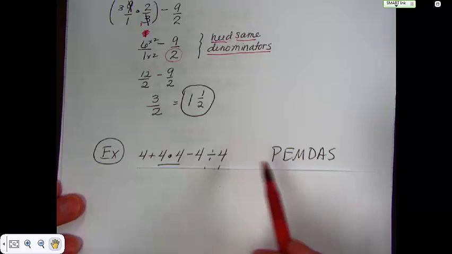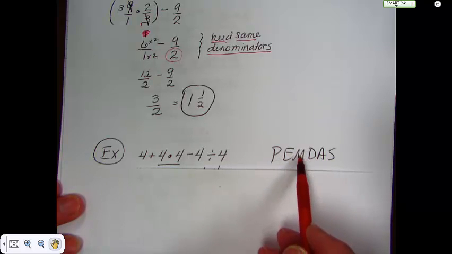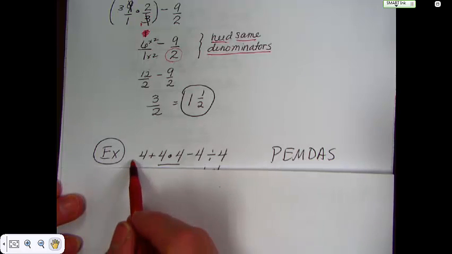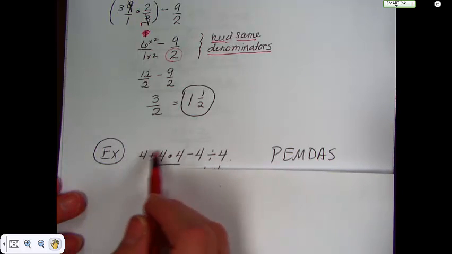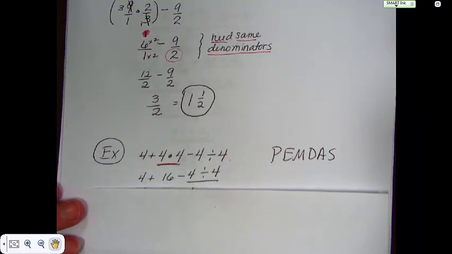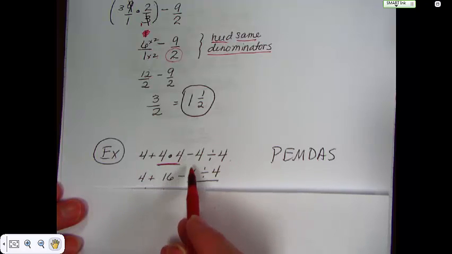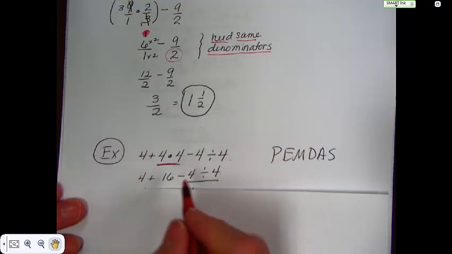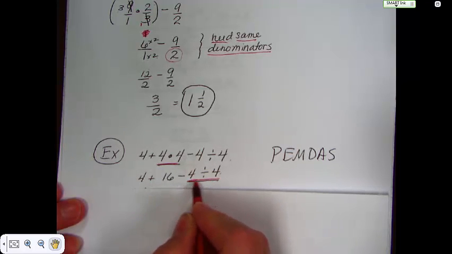Remember PEMDAS. Parentheses, exponents, multiplication, division, addition, subtraction. Go left to right. So the first thing we run across is multiplication, so we're going to do that first. 4 plus 4 times 4, which is 16. So now we have 4 plus 16 minus 4 divided by 4. Well, we can't do any adding or subtracting yet because we have this division over here.